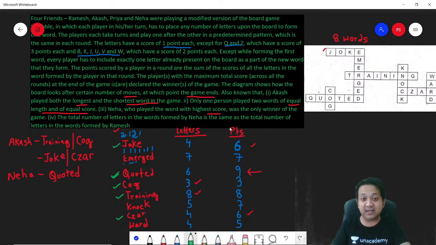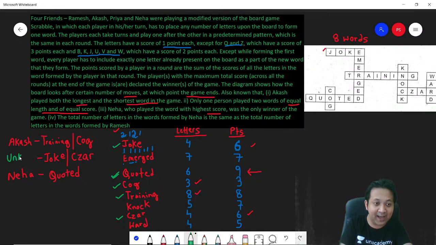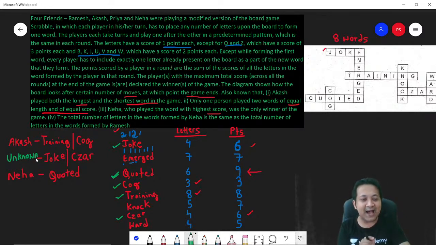The total number of letters in the words formed by Neha is the same as the total number of letters in the words formed by Ramesh. Now there is one unknown person. For a moment, let's think that this unknown person is Ramesh. How many letters are there in the words formed by Ramesh? 1, 2, 3, 4, 5, 6, 7, 8. Total letters in the words formed by this unknown person is 8. If this unknown person were Ramesh, then Neha should also have 8 letters in the 2 words formed by her.